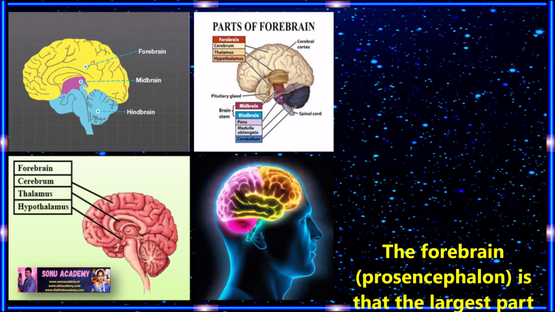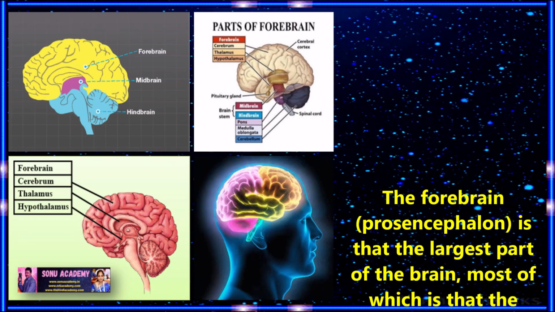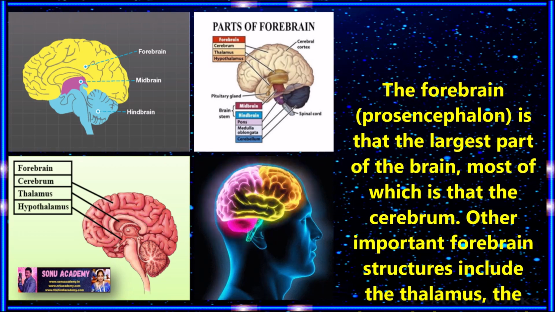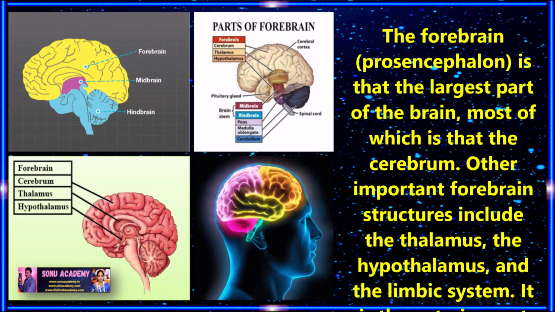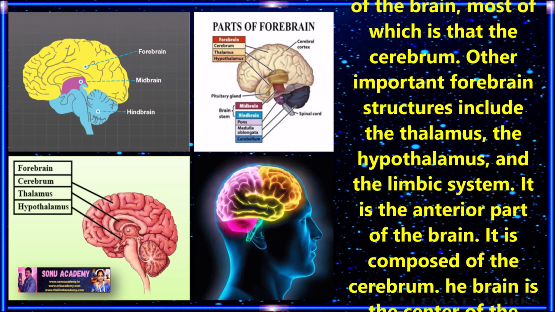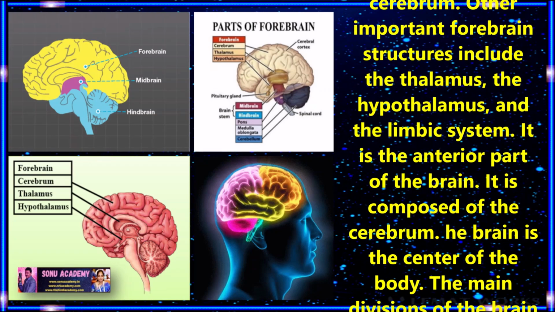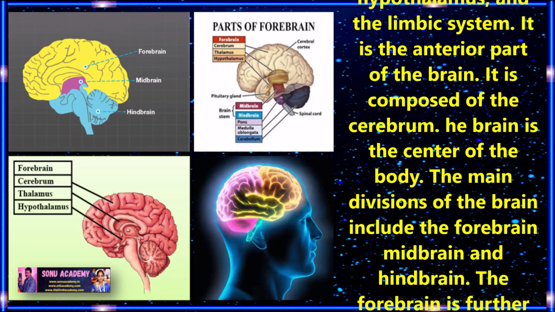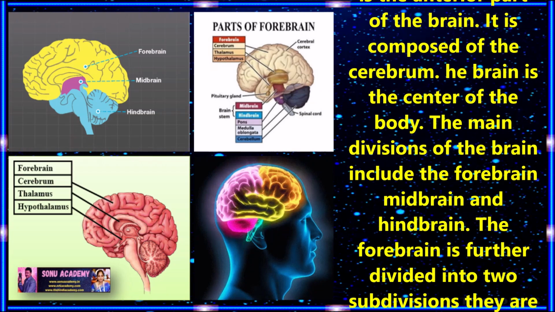Children, now let us discuss the forebrain, the largest part of the brain. The forebrain is the largest part of the brain, most of which is the cerebrum. Other important forebrain structures include the thalamus, the hypothalamus, and the limbic system. It is the anterior part of the brain. It is composed of the cerebrum. The brain is the center of the body.